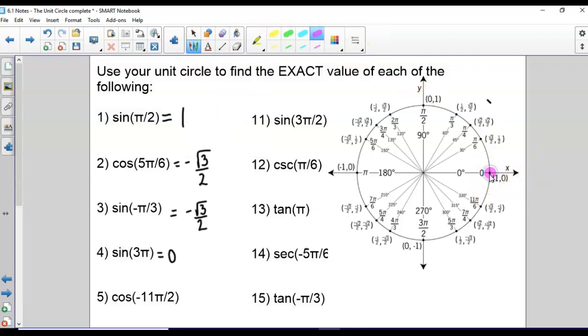I will start here, and we're going in the negative direction, so we're going clockwise. So there's 1 pi over 2, 2, 3, 4, 5, 6, 7, 8, 9, 10, 11. So I just count. Each quarter of a circle is a pi over 2, and I just count around. So pi over 2 is the same as negative 11 pi over 2. And we want cosine, which is our x coordinate there, so this one is going to be 0.